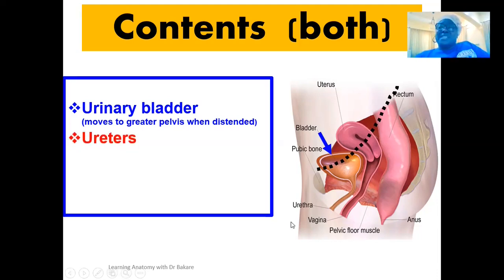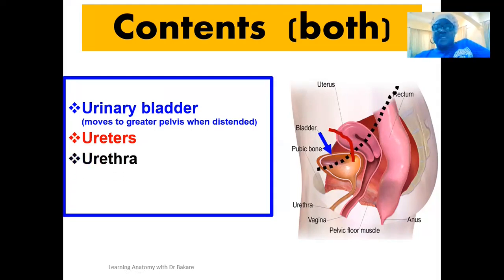We have two ureters, which carry urine that is produced in the kidney, delivering it into the urinary bladder, where it is temporarily stored. And this is what is highlighted here in red. We have one on both sides, releasing urine through the posterior border of the urinary bladder. So this is one of the structures also seen within the true pelvis.